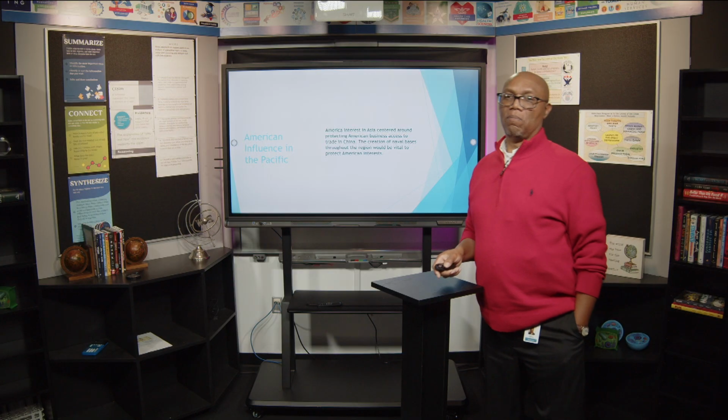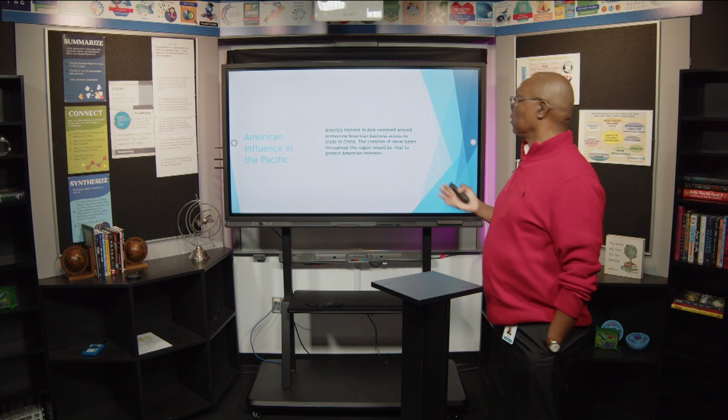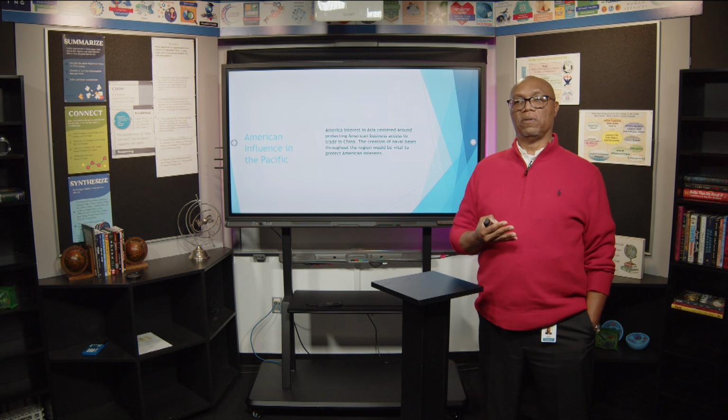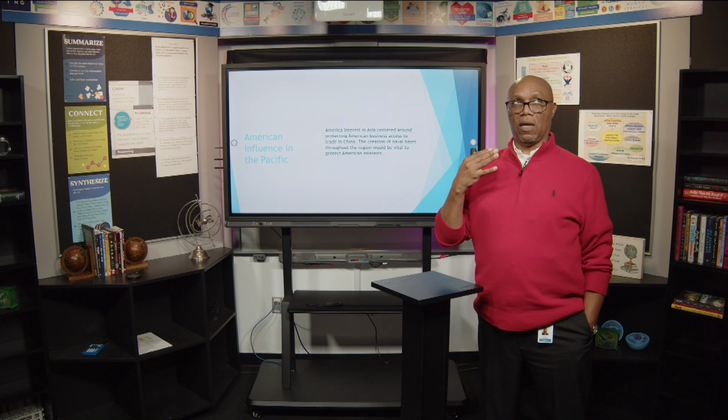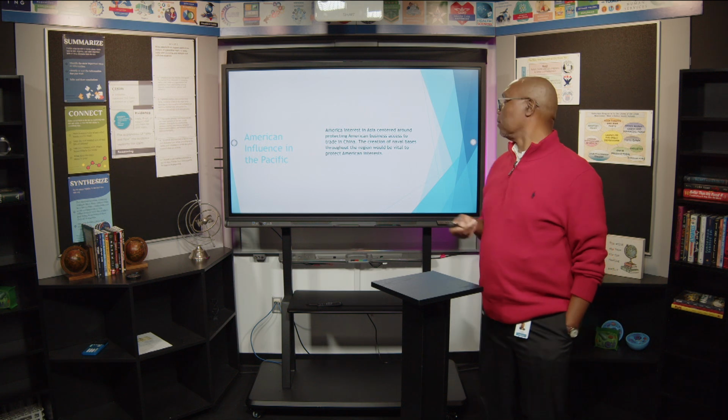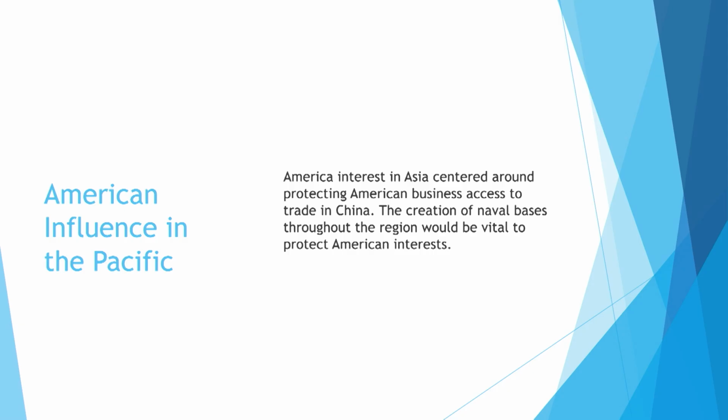What we're going to do is look at American influence. The first thing is American influence in the Pacific, in terms of why the United States of America sees the Pacific as an opportunity to get involved in imperialism. Well, American interest in Asia centered around protecting American business access to trade in China. The creation of naval bases throughout the region would be vital to protect American interests.